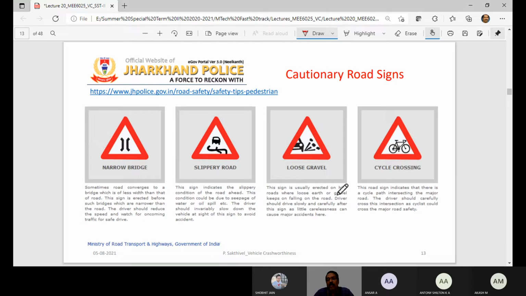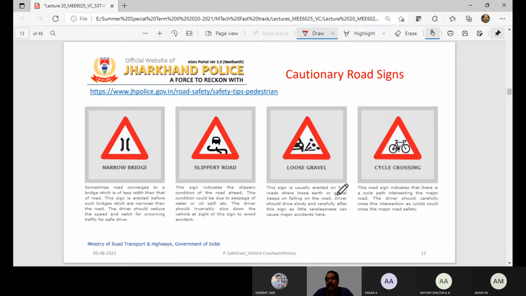If you are driving and suddenly you go onto the gravel and you apply the brake, you would be skidding. I had experienced such a fall from a motorcycle. So very carefully we should drive on the road. And then cycle crossing. So these are all cautionary road signs. Cycle crossing means there are cyclists, and drivers should carefully cross the intersection, so that a cyclist could cross the major roads safely, right?